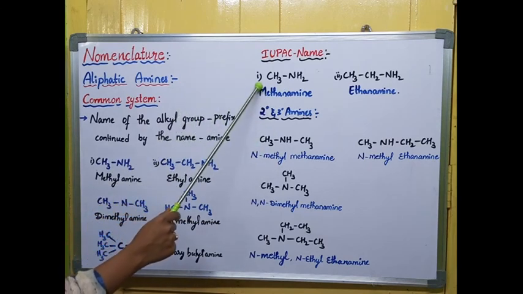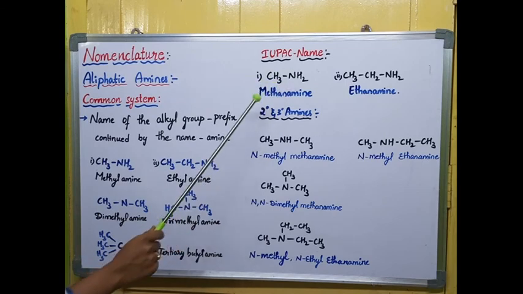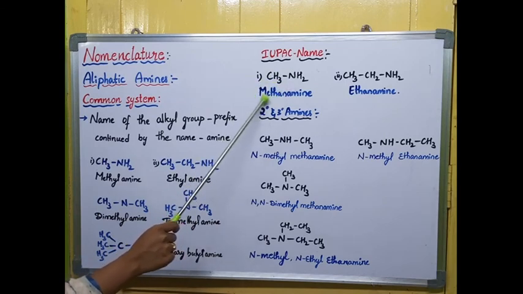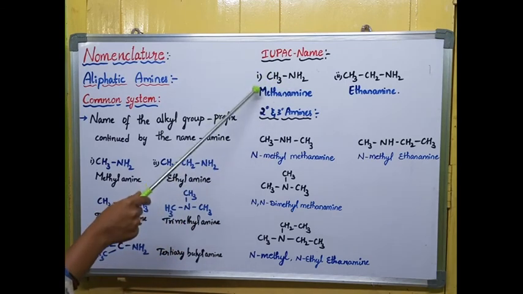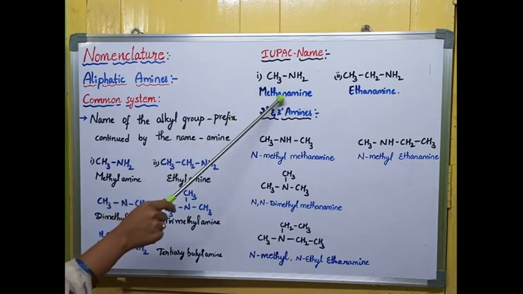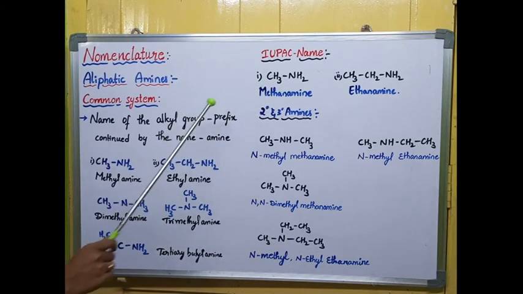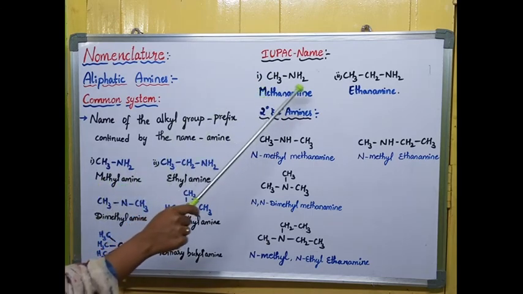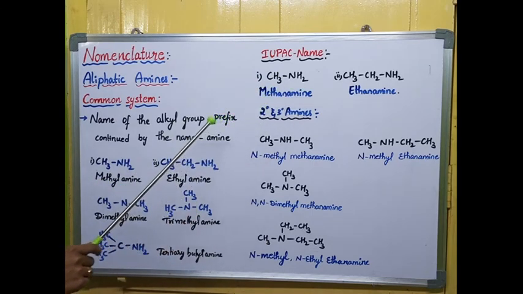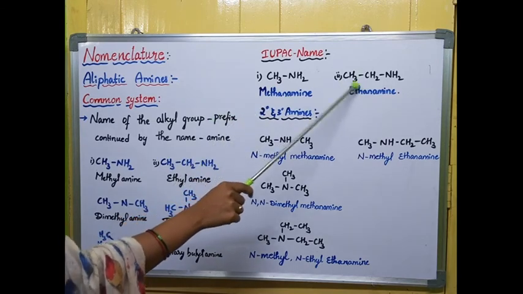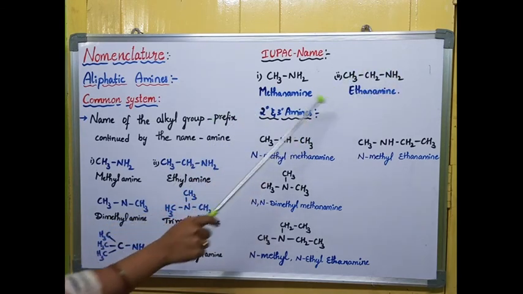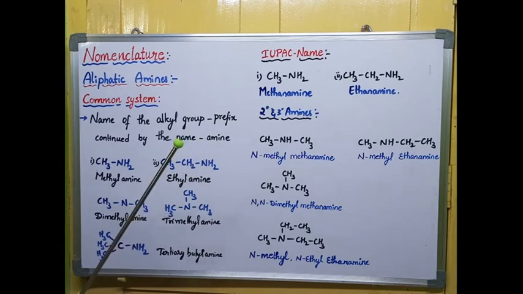So primary amines, here you can see CH3 and NH2. Here we'll join both the methyl group and the amine group by using "an". Okay, methanamine. Here we are writing methylamine, but here we are writing this as methanamine. Now let us see the second example, CH3CH2NH2. So ethanamine. The ethyl group and the amine group are joined by "an".